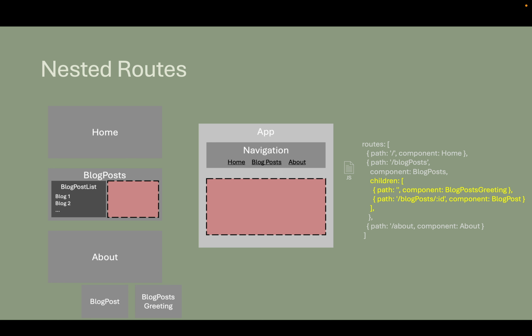Now, let's click the blog posts tab, like here. According to the route configuration here, this blog posts component is rendered here.